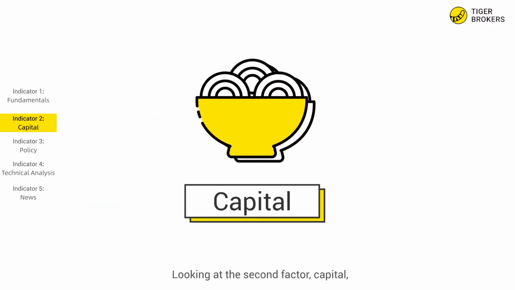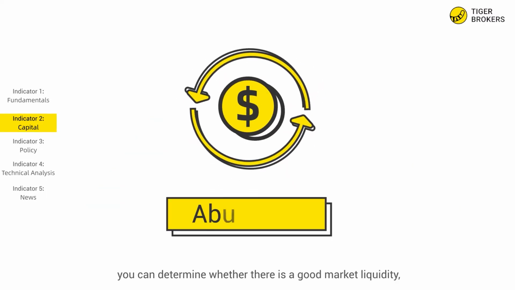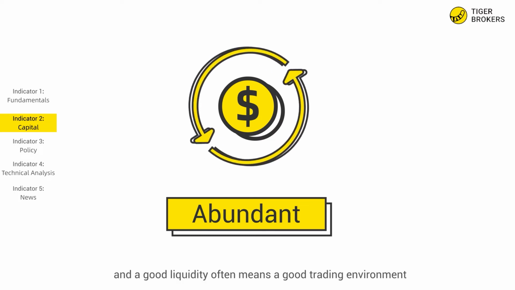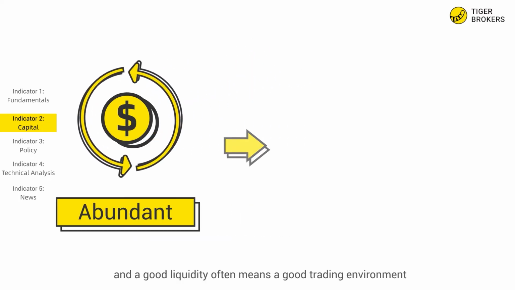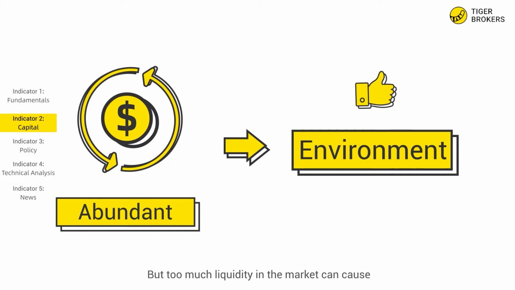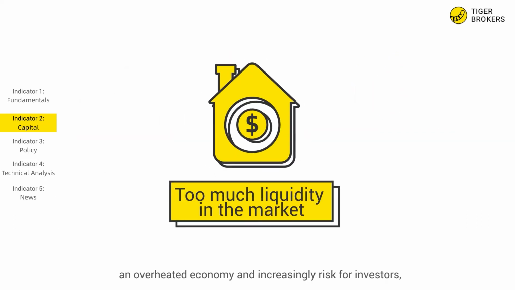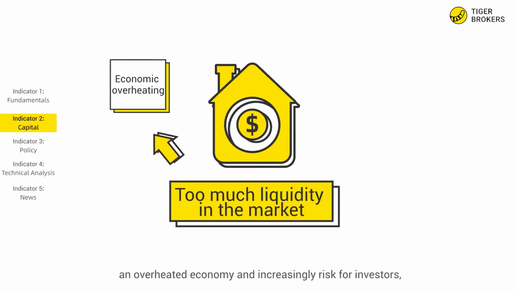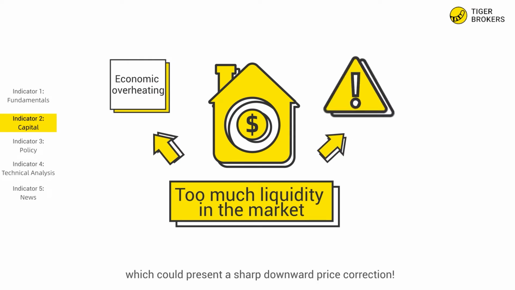Looking at the second factor, capital, you can determine whether there is a good market liquidity. And a good liquidity often means a good trading environment. But too much liquidity in the market can cause an overheated economy and increasing risk for investors, which could present a sharp downward price correction.